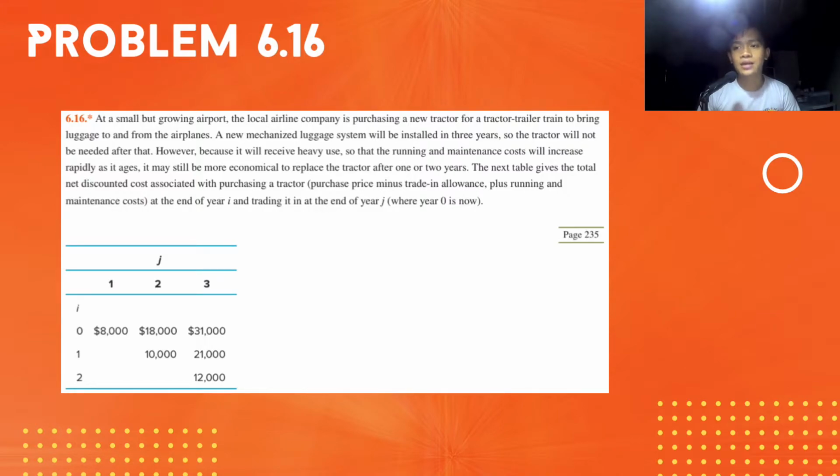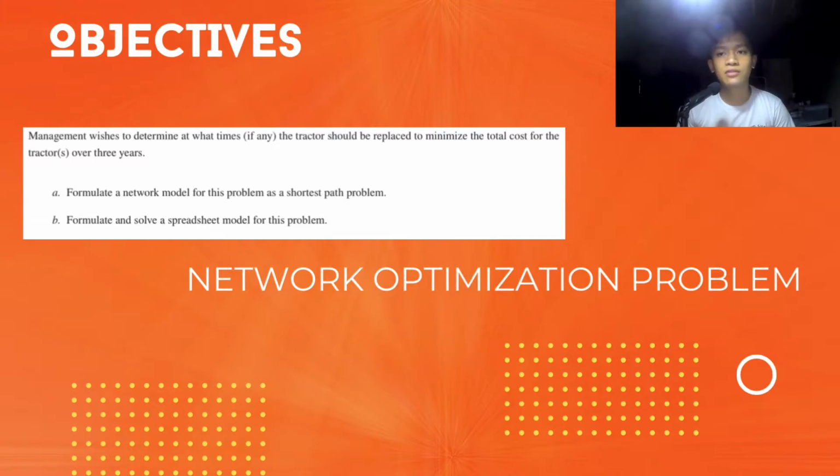Purchase price minus trade-in allowance plus running and maintenance costs, at the end of year I and trading it in at the end of year J, where year 0 is now. So what is management trying to achieve? It is stated here that management wishes to determine at what times, if any, the tractor should be replaced to minimize the total cost for the tractors over 3 years.